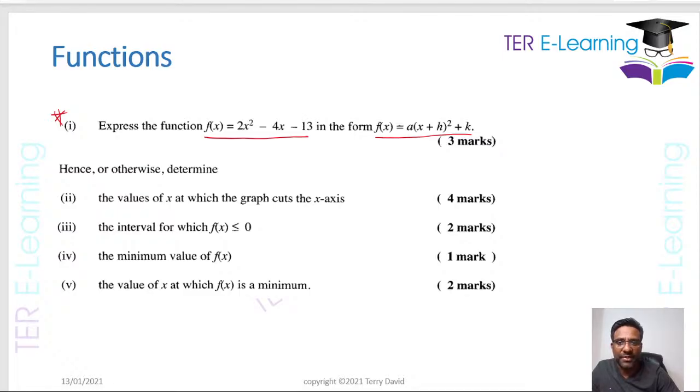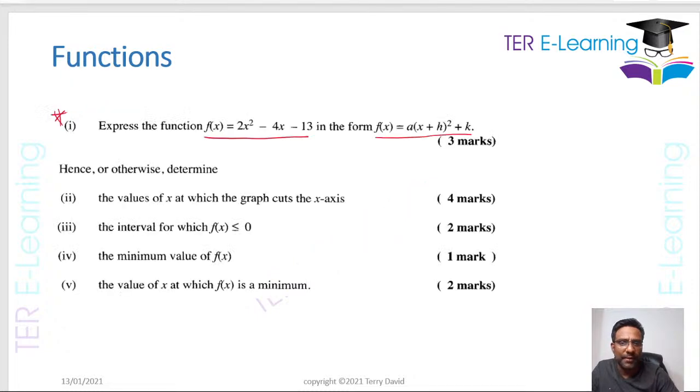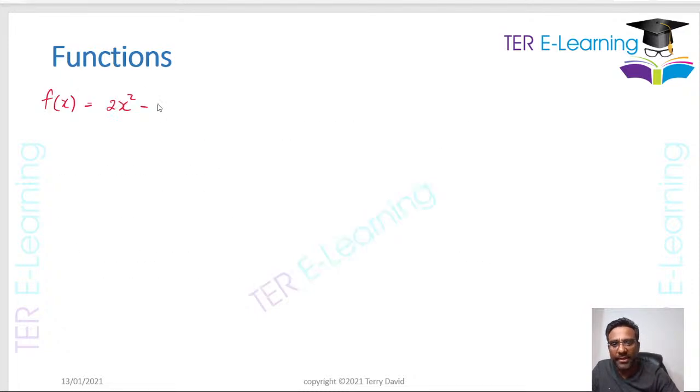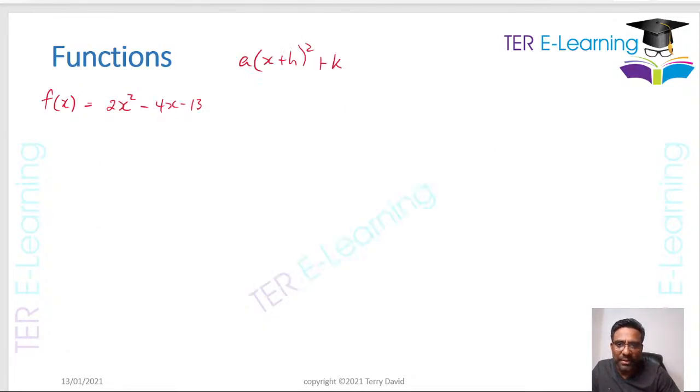So let's write it down. F of x is equal to, so this is my equation. F of x is equal to 2x squared minus 4x minus 13, right? And they want us to write that in the form a open brackets x plus h squared plus k, right? Now there are different ways that you can work this question. Some students can look at this and they can write it in that form very easily.